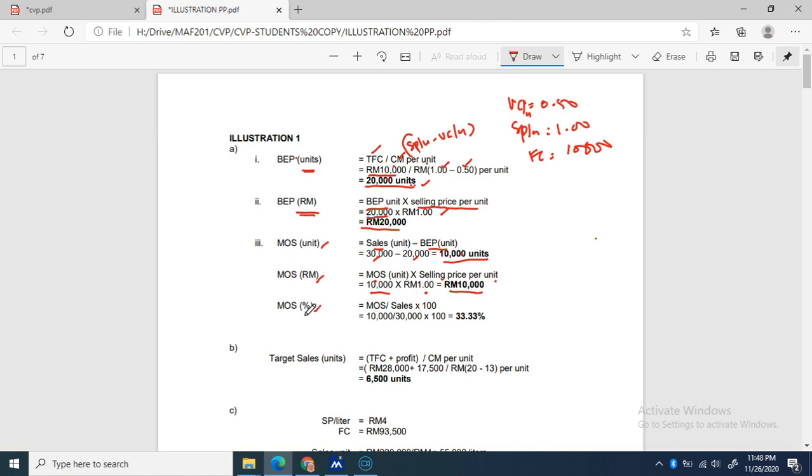Okay, how to get MOS percentage? So MOS divided by sales times 100%. So it depends on you whether to use MOS in unit or MOS in RM. If MOS in unit, 10,000 units, you divide by total sales 30,000 units times 100, you get 33.33%. If you have MOS in RM, 10,000 ringgit divided by sales also in RM, 30,000 ringgit, you still get 33.33%. So this is A. Okay, how about B?